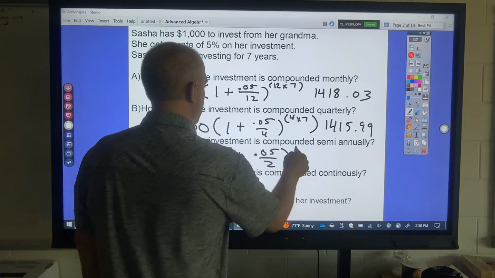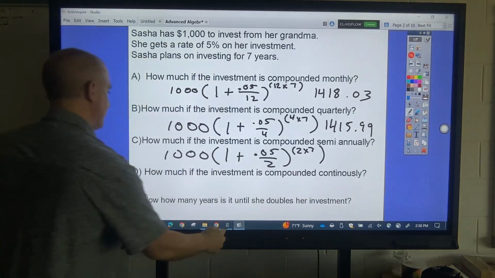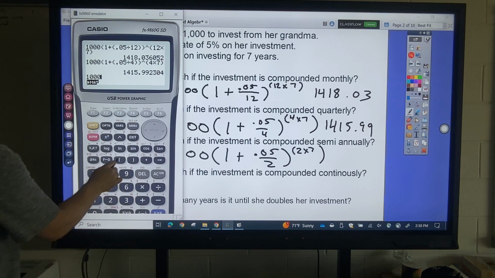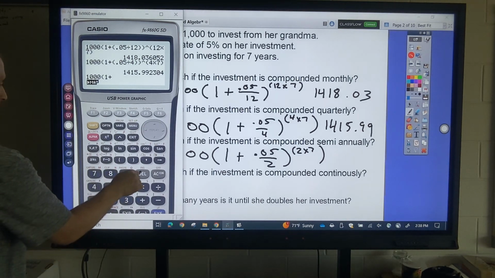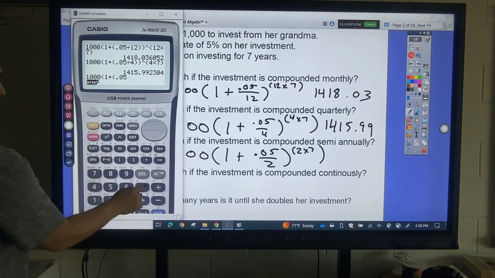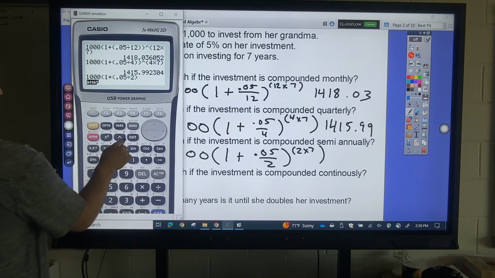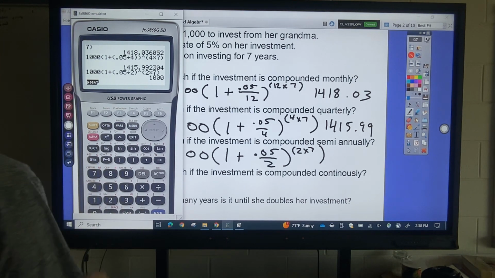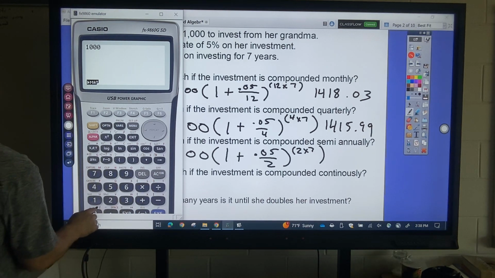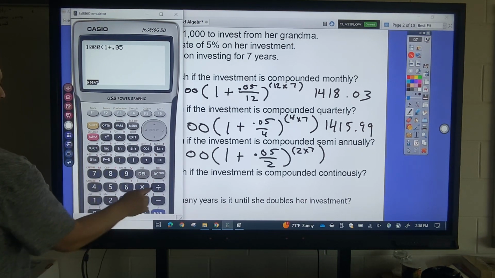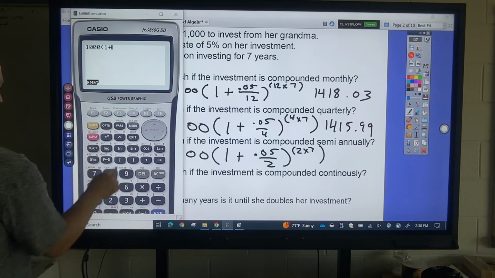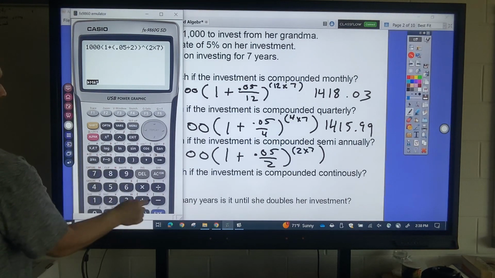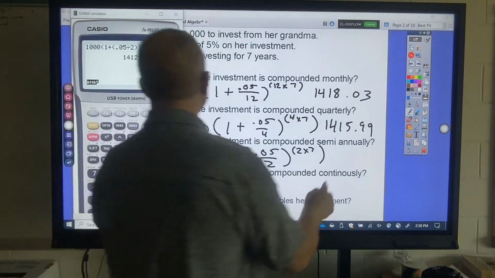Semi-annually would be 2. The exponent would be 2 times 7. So 1,000, 1 plus 0.05 divided by 2, close the parentheses, exponent, 2 times 7. That's $1,412.97.